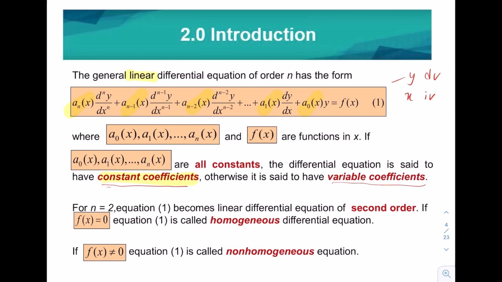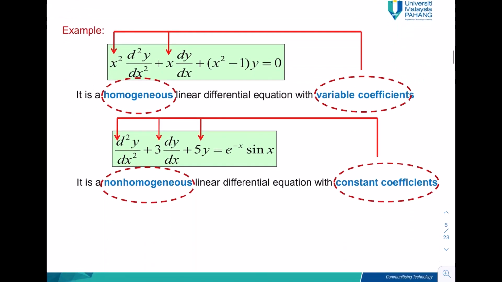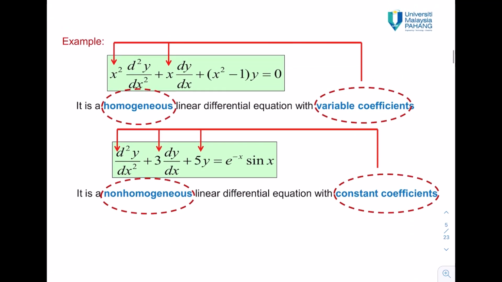Okay, I repeat this one back. If equation number 1 has f of x equals 0, this is called homogeneous. But if f of x does not equal 0, equation number 1 is called non-homogeneous. Okay, this is different from the homogeneous in the first chapter. Okay, so now this is the explanation for the previous slide.